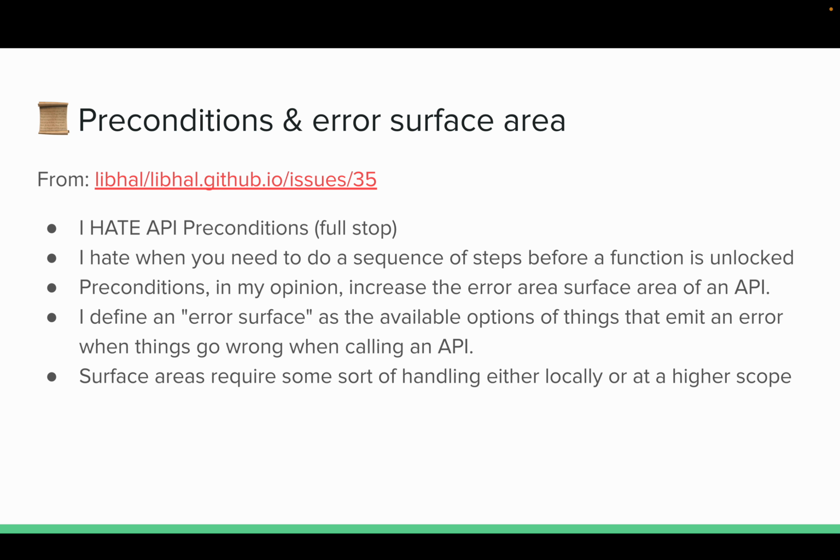The first thing I want to say, and I have an issue tracking this to write more documentation to explain it a little bit further, is that basically, I hate APIs with preconditions. Full stop. If there's an API where I need to call other APIs before I can call the API that I want, I hate that. It's among the reasons why I used to have a lot of code that had init functions, and I also hate those with a passion.